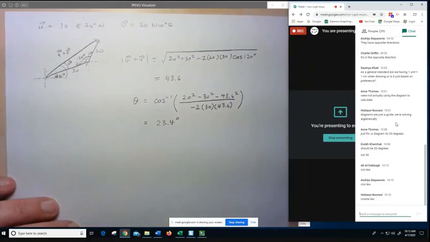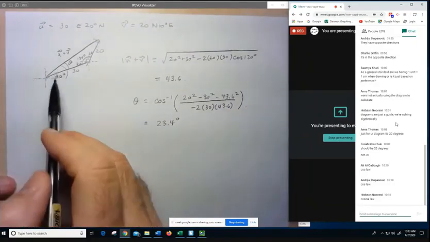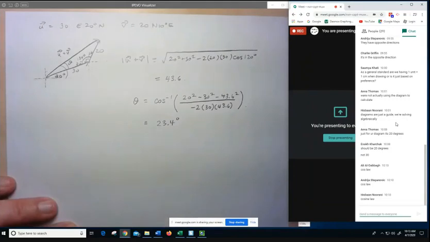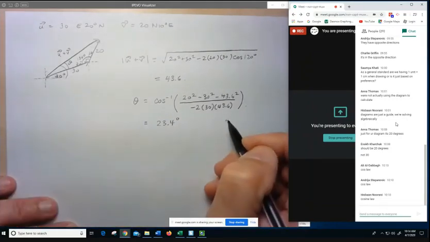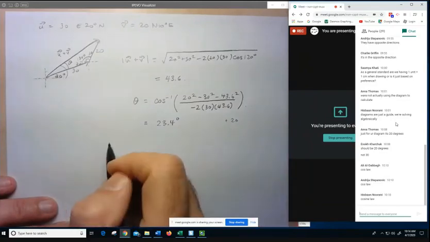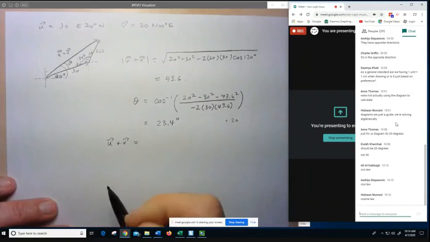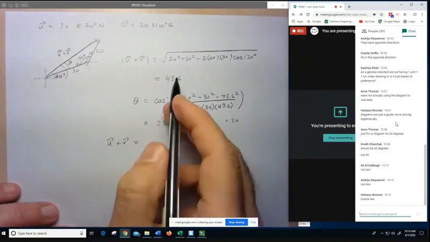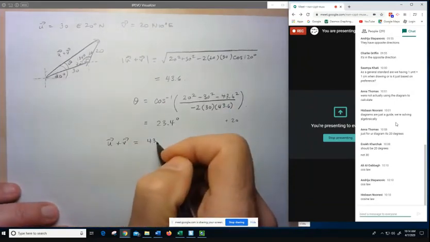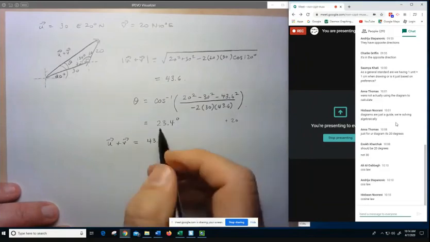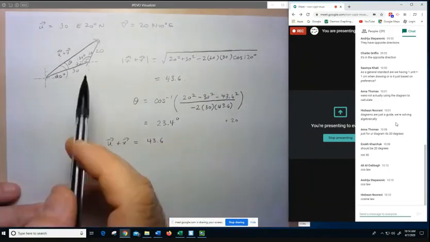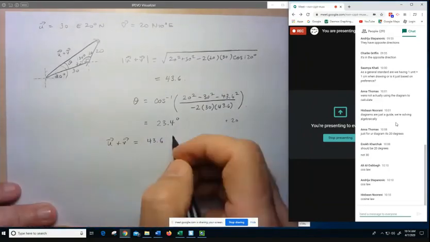All right. And so now, if I want to describe this vector relative to the east direction, I'm just going to add 20 to it. So now I can say that the vector u plus v is equal to, my magnitude, 43.6, and then my direction is going to be east, 43.4 degrees north.